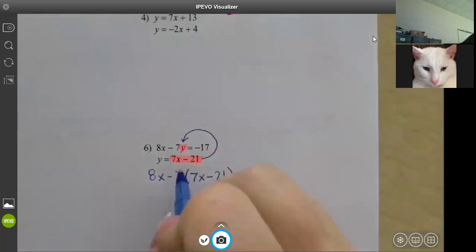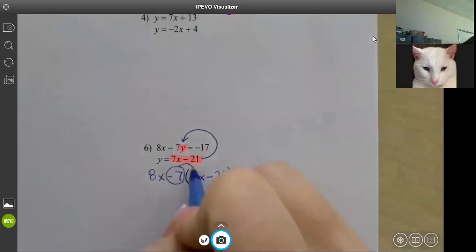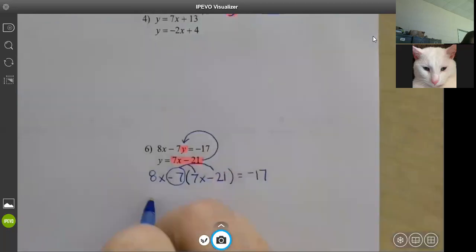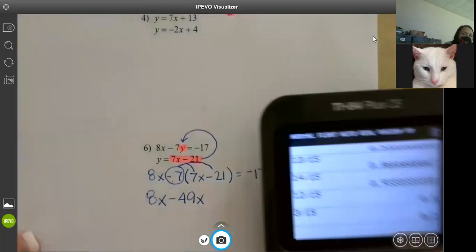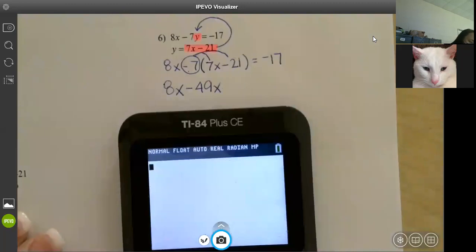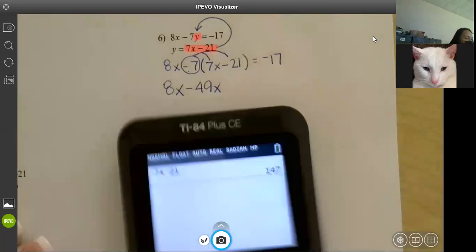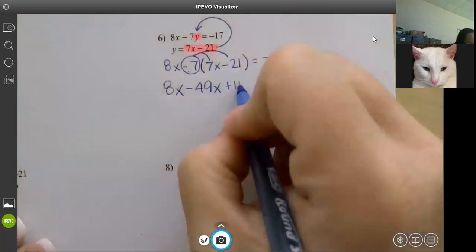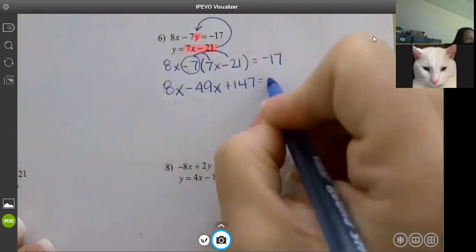Have to distribute. Make sure that you distribute the whole negative 7 in here, okay? The whole negative 7. So we're going to keep that 8x. If you have to use your calculator, negative 7 times 7x is negative 49x. Again, if you need to use your calculator, I'll show you on here. Negative 7 times negative 21, because those are big numbers, is 147. It's a positive 147 equals negative 17.